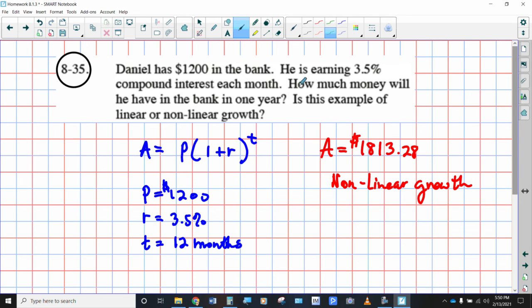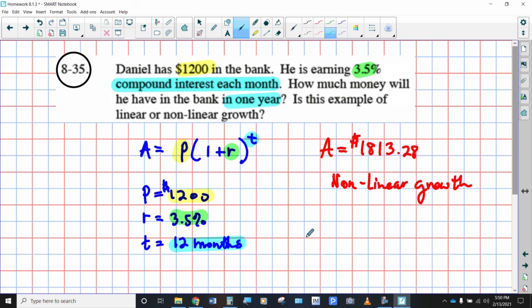All right, compound interest problem. Daniel has $1,200 in the bank. He's earning 3.5%, and it's compounded how much? Each month. So how much money? Actually, hold on for a second. Let me color coordinate a little bit here. We've got our principal, we've got our interest rate, which we're going to put in decimal form and add to 1. And then our time is 1 year, but it's compounded each month. So that's going to have to be 12 times that it gets compounded.